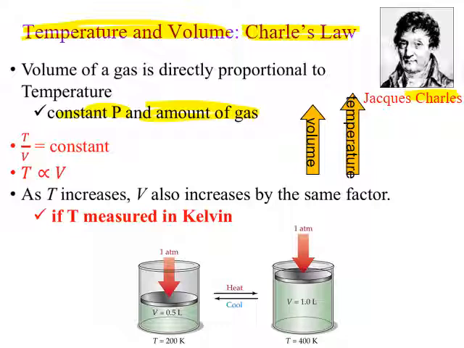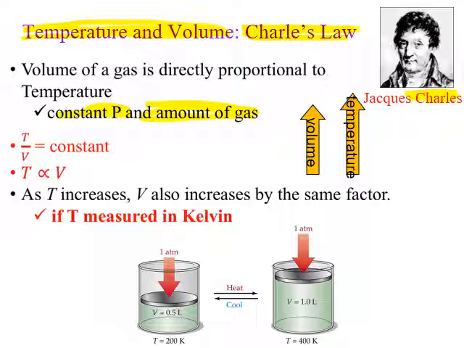So if you think about this question, if we are not changing the amount of the gas and we are not changing the pressure of the gas, what would happen to the volume of a balloon if we increase the temperature of the gas? As we increase the temperature, the gas is going to expand. The molecules are going to move away from each other, separate more from each other, and that's why volume is going to increase.